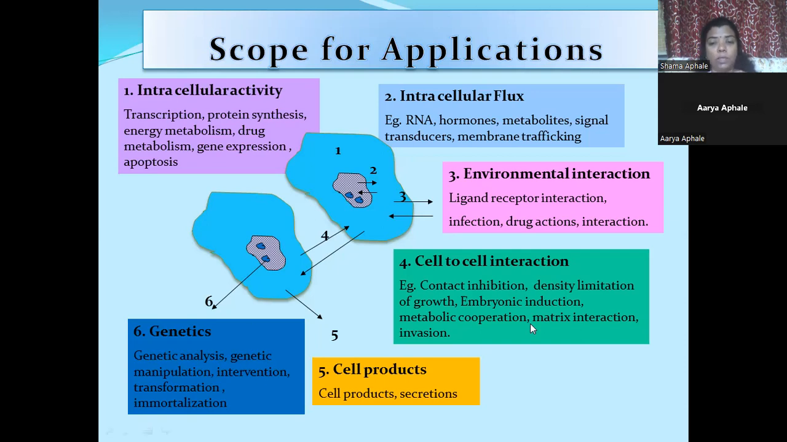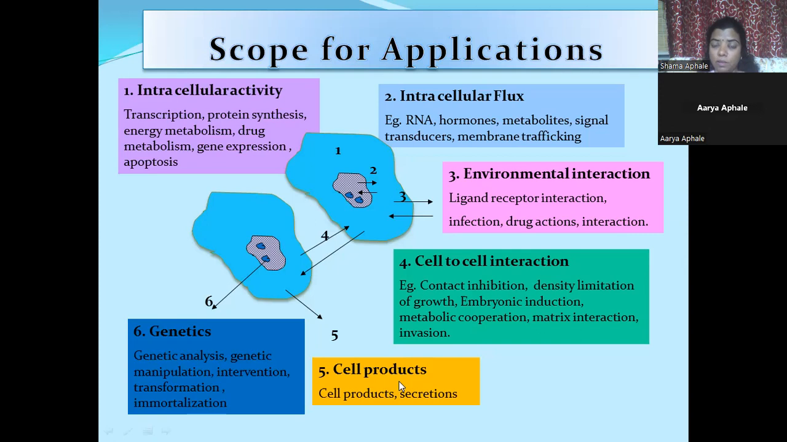Now, to study cell-cell interactions, these models can be used with co-culture techniques. Here, you can study contact inhibition, density limitation of growth, embryonic induction, metabolic cooperation, matrix interactions, and invasions. There are various assays and staining techniques which can be employed to study cell-cell interactions.